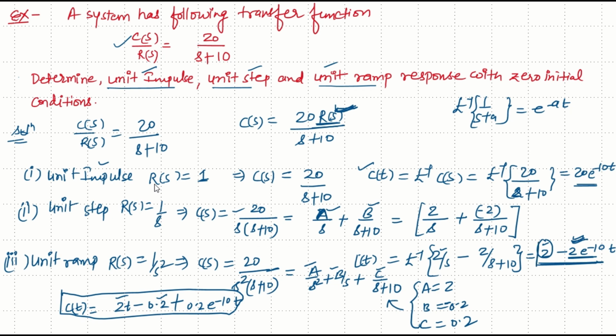So with this example, it is understood that for different inputs, whether it is impulse, step or unit ramp, the response of a first order system is always exponential. I hope you understood this example.